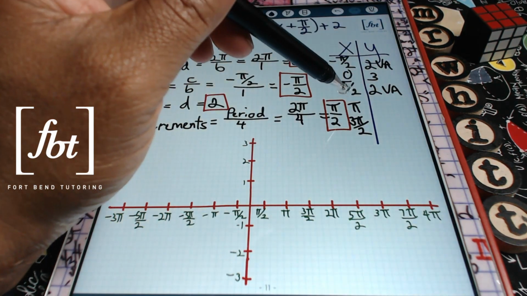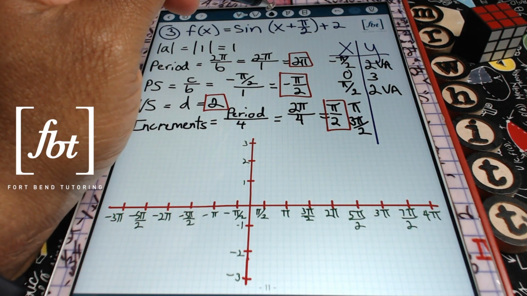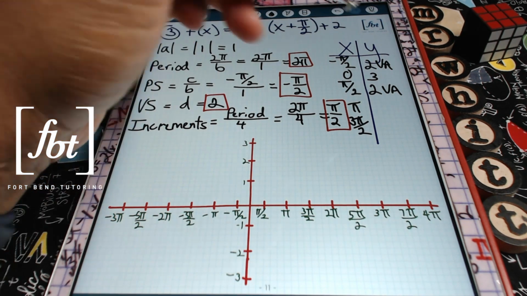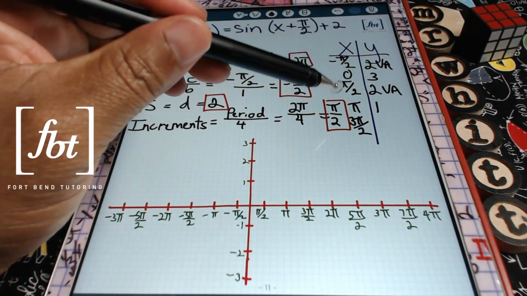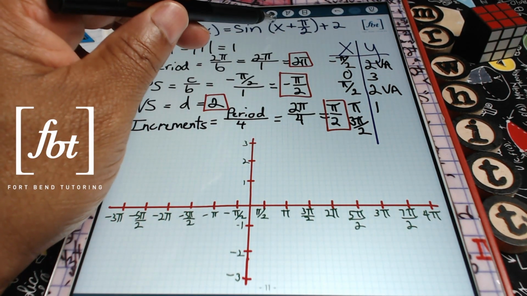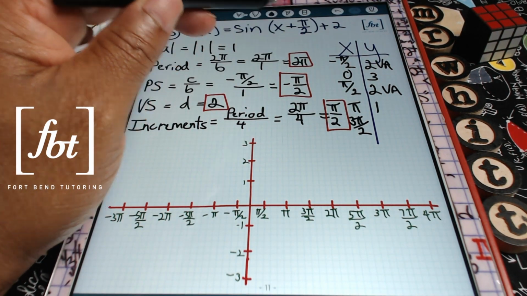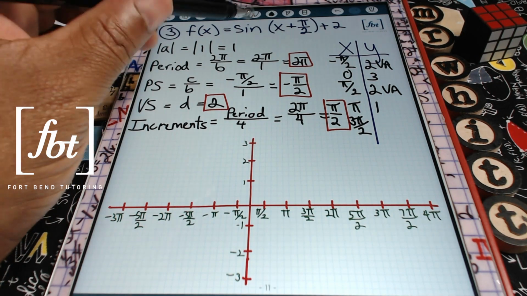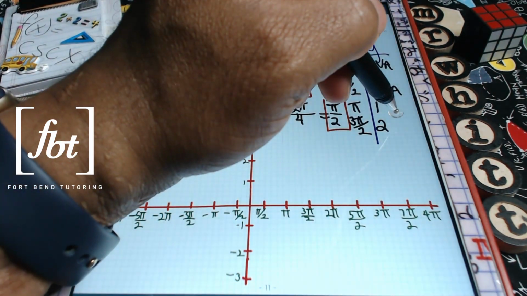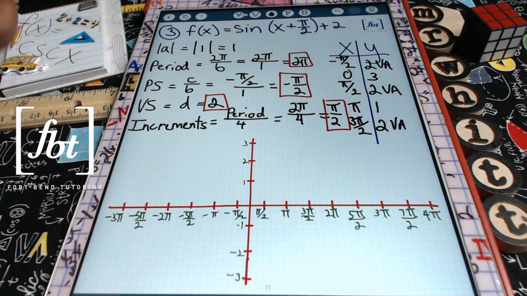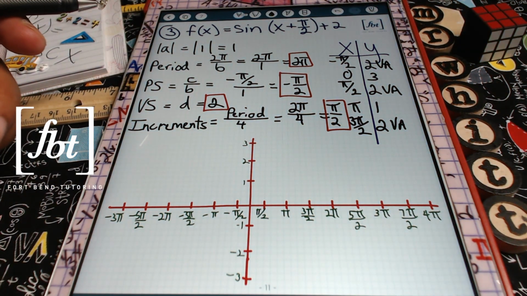Next, we'll be plugging in pi. Pi plus pi over 2 gives us 3 pi over 2, and then taking sine of 3 pi over 2 is negative 1. Negative 1 plus 2 is 1. Then we'll be plugging in 3 pi over 2. 3 pi over 2 plus pi over 2 is 2 pi, and sine at 2 pi is 0, and 0 plus 2 is 2, with a vertical asymptote that will occur when we take the reciprocal of that.